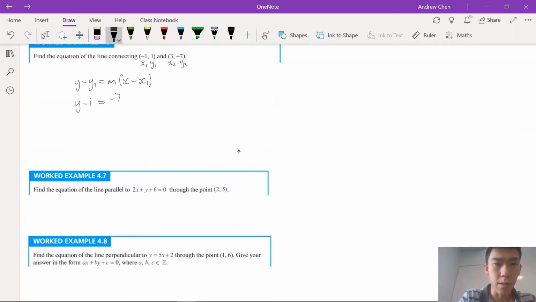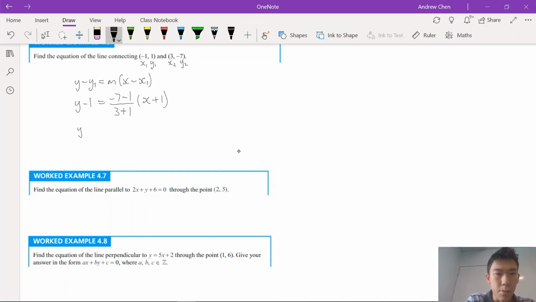So this could get a little bit messy, but this is how you do this in one go. So 3 take negative 1 is going to be 3 plus 1, outside of x take x1. X take negative 1 is x plus 1. So there we go.